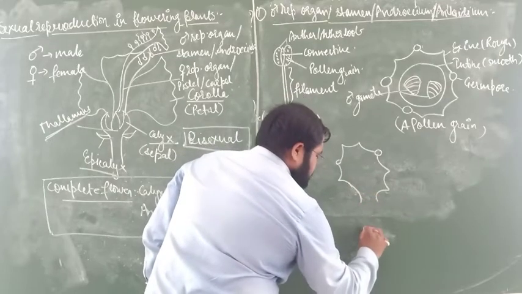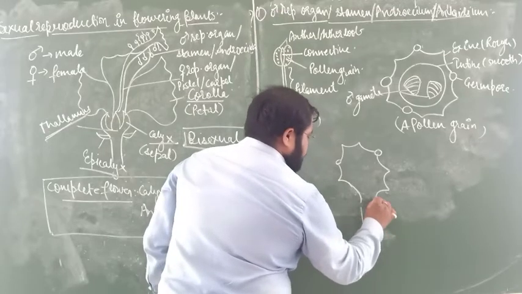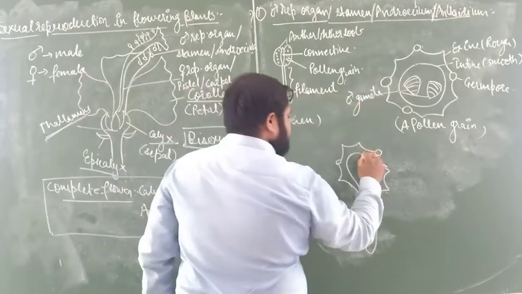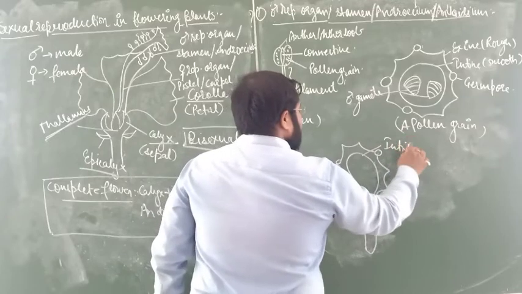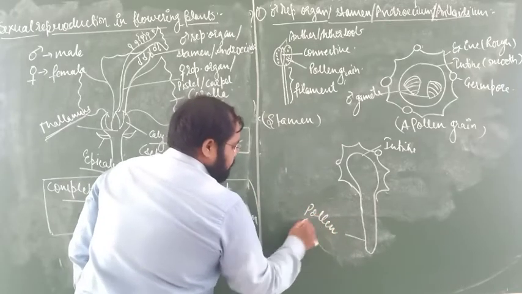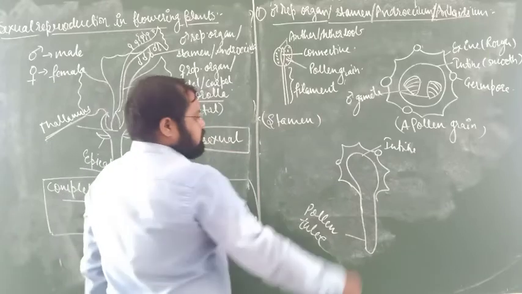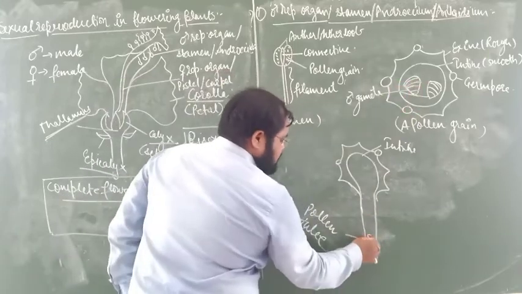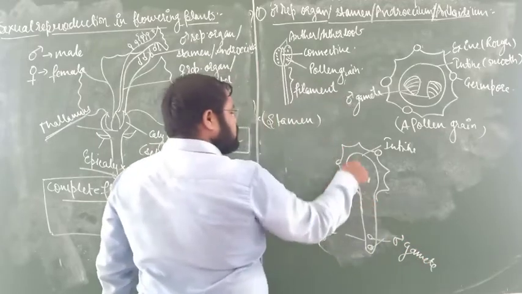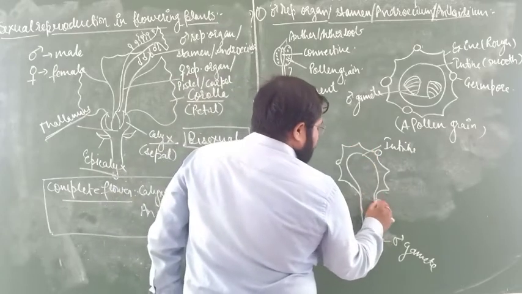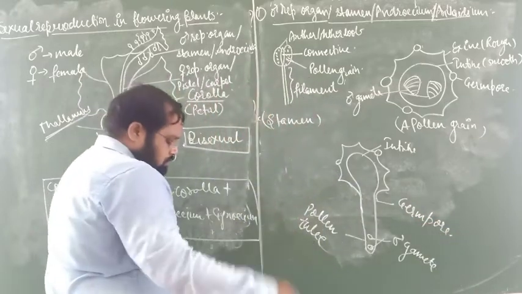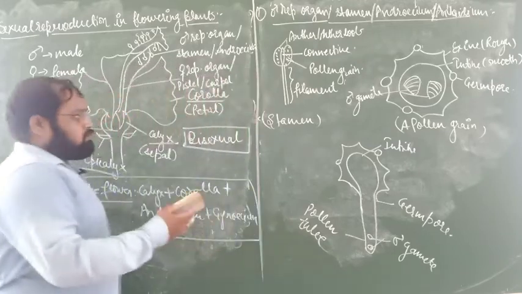A tube-like structure will arise from the germ pore. The intine part helps in the formation of the tube. This is called the pollen tube. Through this pollen tube, the male gamete will reach here. The pollen tube is ejected from the germ pore. So this is the typical diagram of the pollen grain, the male reproductive organ.